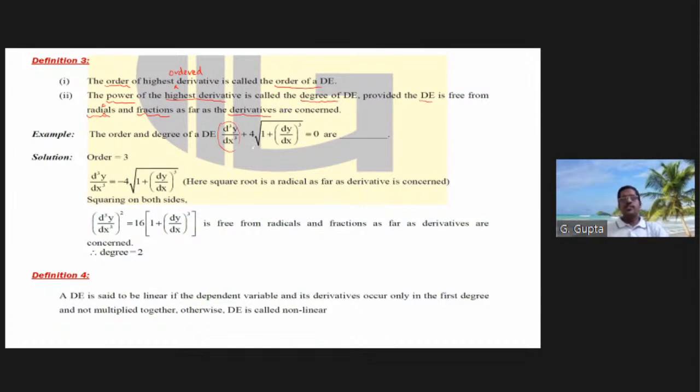How? Shift this square root term to the right side and then square. Here the square root is a radical as far as the derivative is concerned. Squaring on both sides, you will get this. So this is the highest derivative. The power of this highest derivative is 2. So that is degree 2. Order 3. I hope everyone following understood.